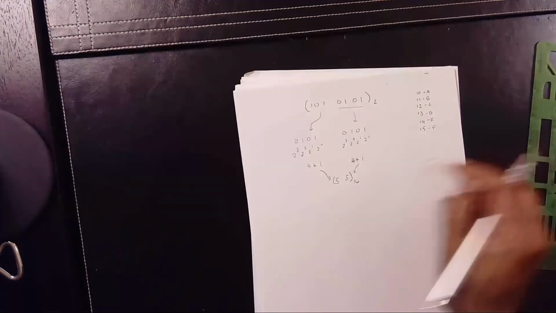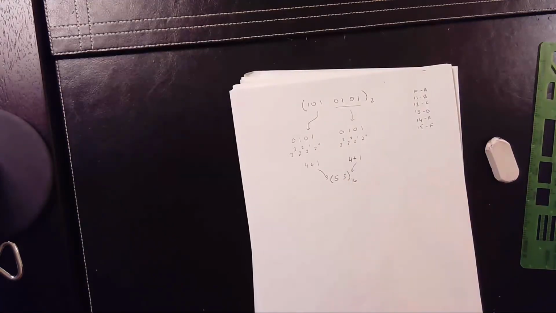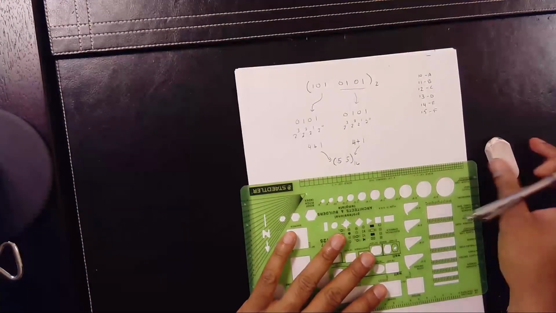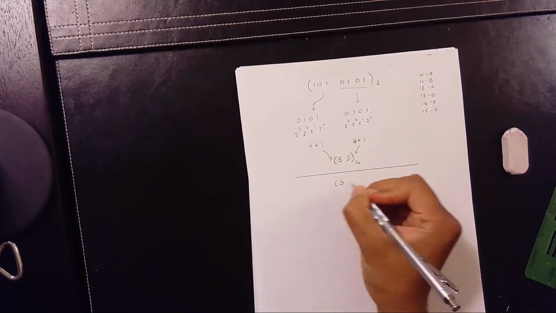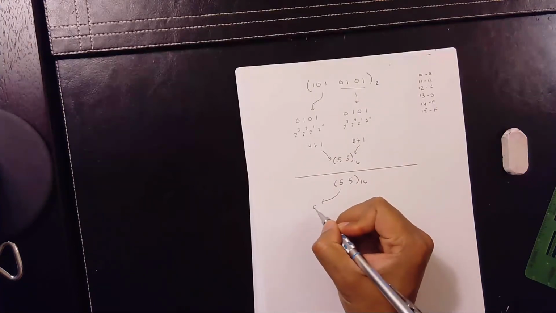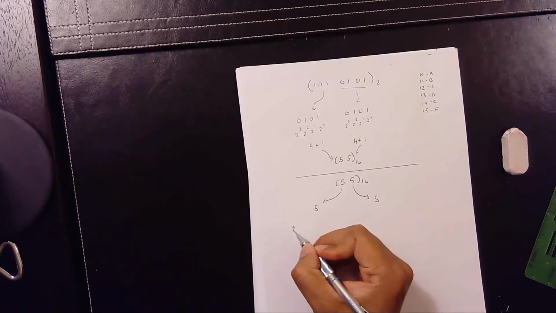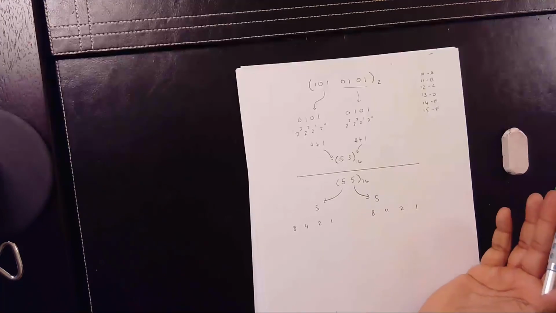Okay, it's not the best handwriting, but 55 base 16. Okay, how do I go back from 55 base 16? How do I go backwards? How do I know this is correct? Well, simply, we use the same algorithm to go back. Okay, 55 base 16, you have a 5, split up the 5. Okay, and then you write the following: 8, 4, 2, 1, 8, 4, 2, 1.